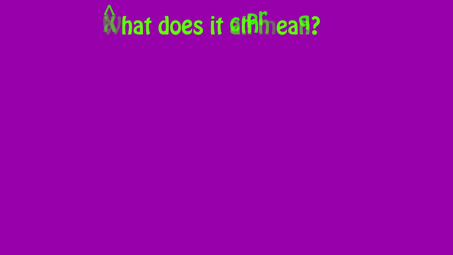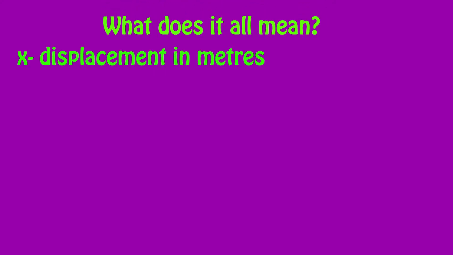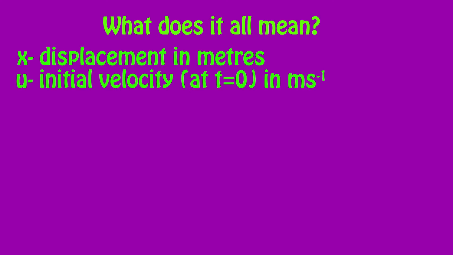What do these symbols mean? So our first, x. X is displacement in meters. Sometimes this is used as an S instead, but WJEC use an X. U, initial velocity. By initial we mean whatever the speed is at time equals 0. This is measured in meters per second.